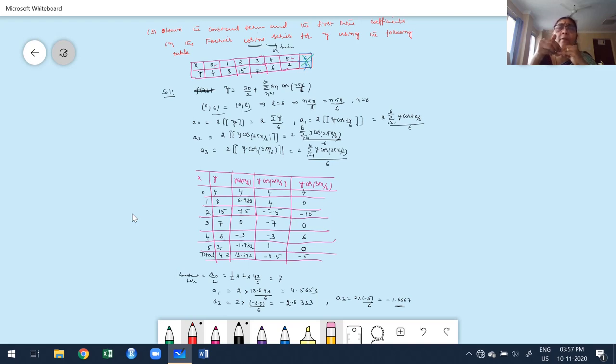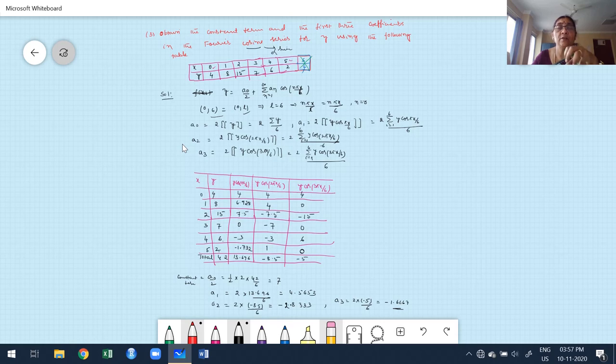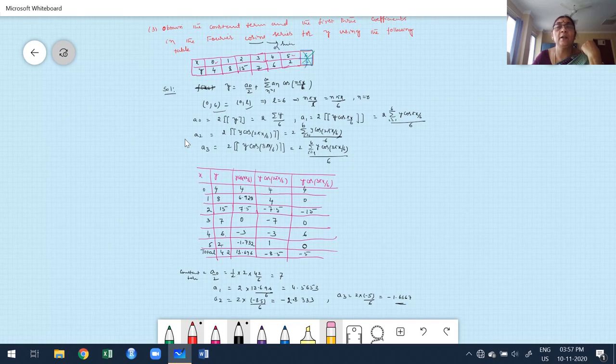Once we get the value of n pi x by L, you neglect either the first value of the column x and y, or the last value. Your choice. In both cases, we get the same thing. The rest of the things, just like a numerical method, you have to use a calculator and calculate carefully. Now, keep in mind that taking the value of L plays a very, very important role here in the construction of Fourier series in the harmonic analysis.